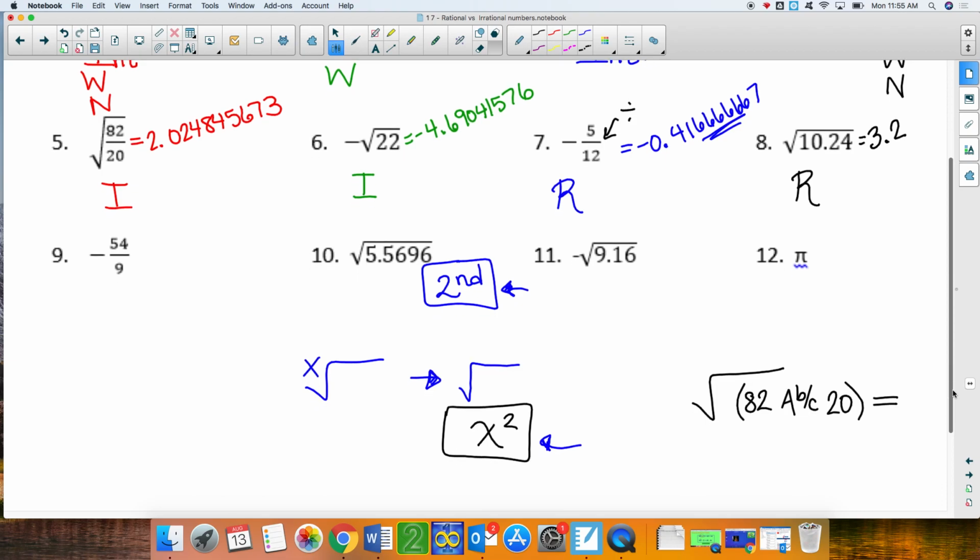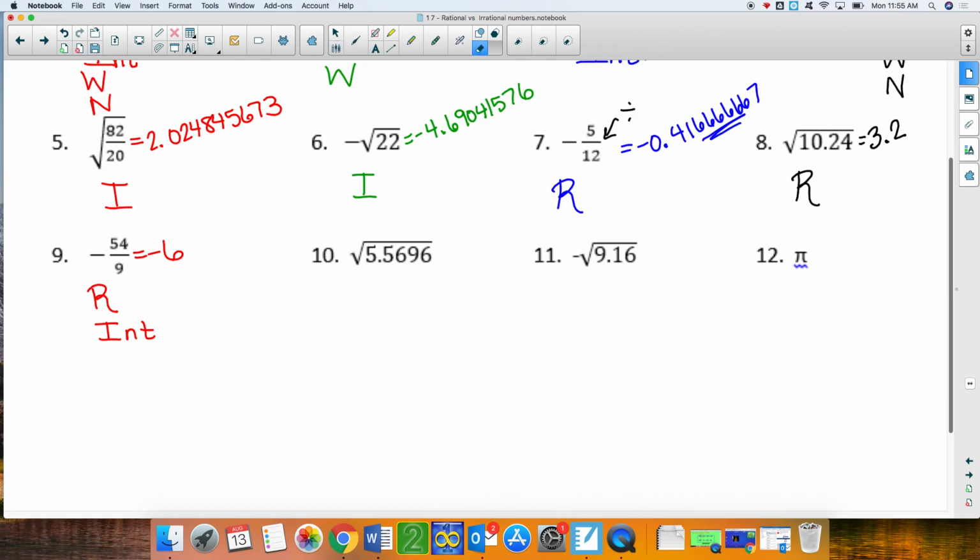Okay, next we have negative 54 divided by 9, so that's the number negative 6. So nice clean number means it's rational. And then the question is, since it's not a decimal, we can check, is it an integer? Does it sit on a number line? Yes, it's an integer. And is it a whole number? No, because it's in the negative, so we can stop there, because if it's not whole, it can't possibly be a natural number.